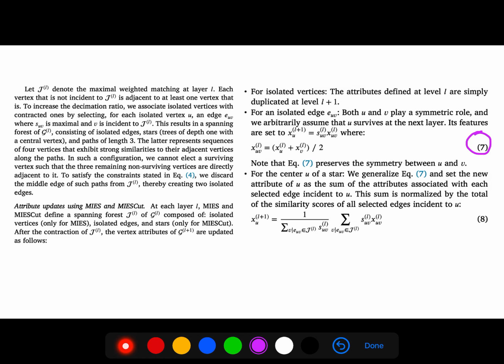This sum is normalized by the total of the similarity scores of all selected edges incident to U. If you have an isolated incident edge like E of UV, both of them play a symmetric role. That's why we arbitrarily assume that U survives at the next layer. Its features are set accordingly, trying to keep it symmetric.